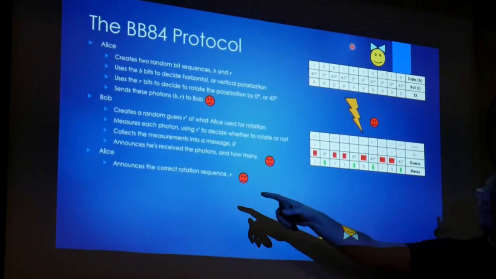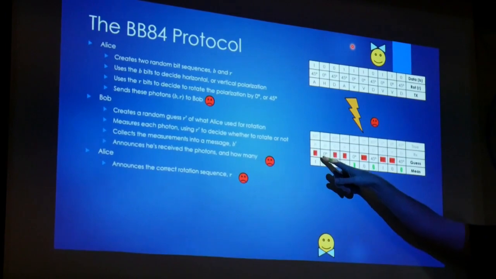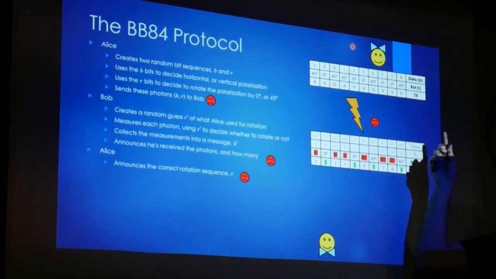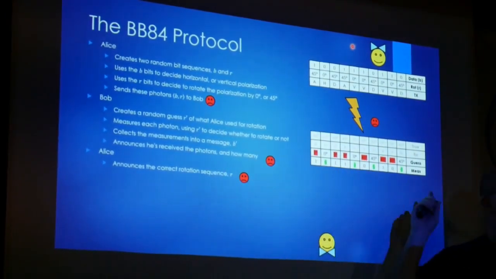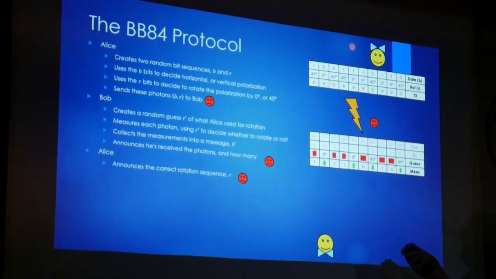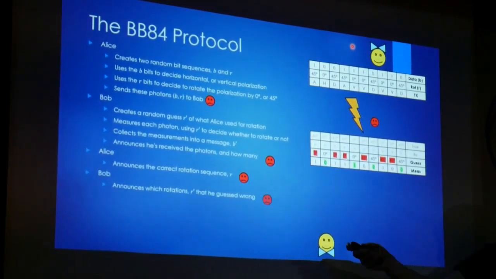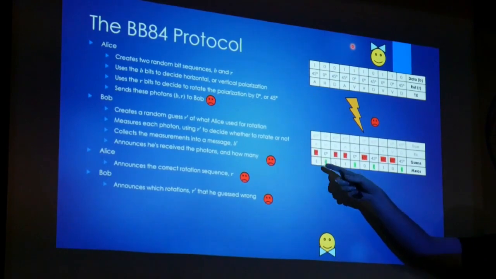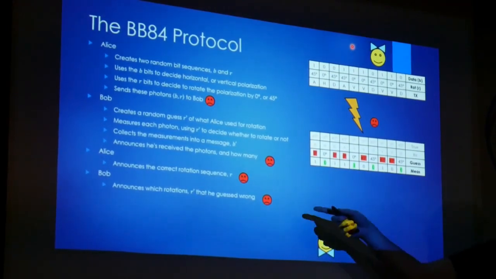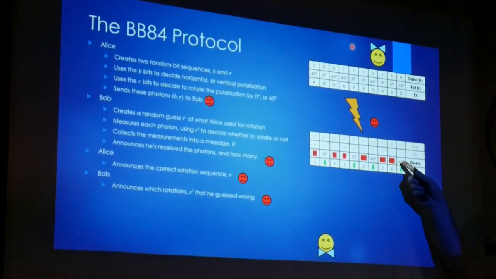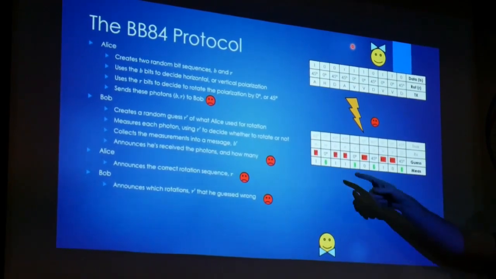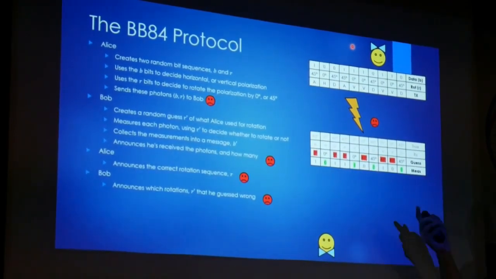Alice now tells the answer, the rotation answer, not the data. Just the rotation that was used. Did you rotate or did you not? Well, here's the ones. And Bob will collect all that and say, oh, these ones I got wrong and these ones I got right. So he tells her which of these he got wrong, which I've marked in red. The remainder must be correct. He must have guessed right.